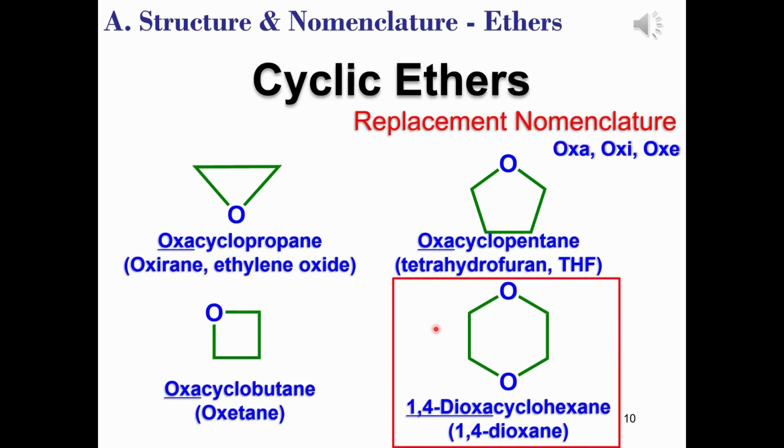Lastly, when there is more than one cyclic ether group, as in the case of 1,4-dioxacyclohexane, then hopefully you can see why it is better to use the oxa prefix, as this has worked in all of these examples. The last compound can also be called 1,4-dioxane. This concludes part A.